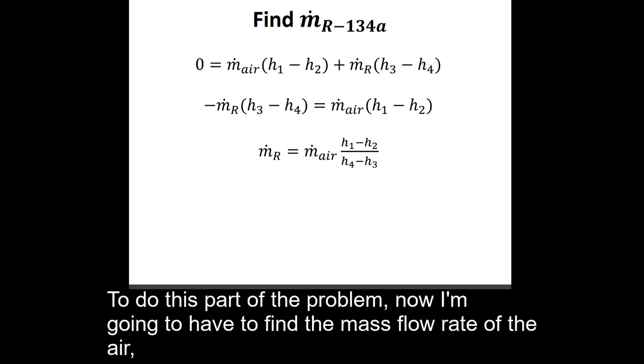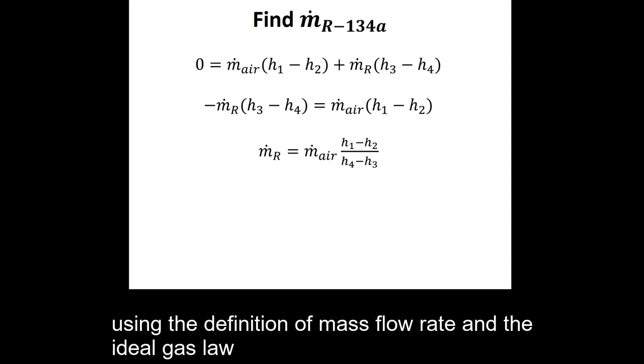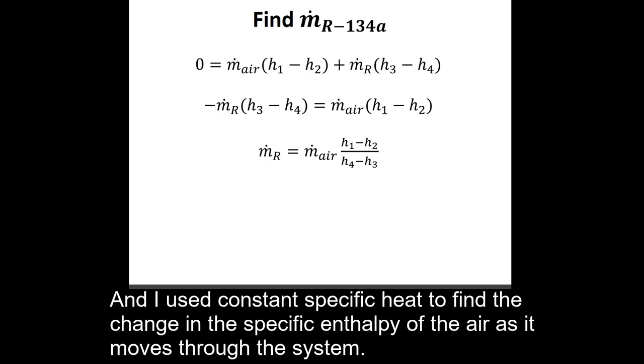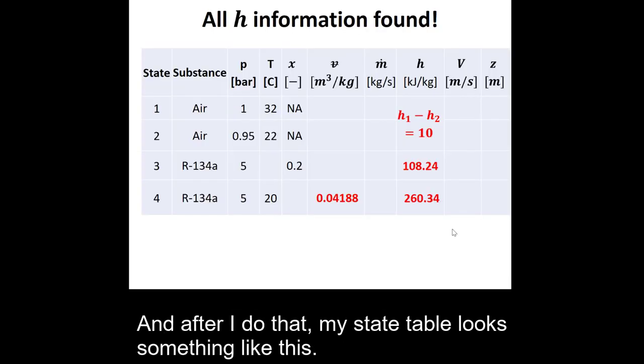To do this part of the problem, now I'm going to have to find the mass flow rate of the air using the definition of mass flow rate in the ideal gas law, and I'm going to have to fix the states of the refrigerant at the inlet and the outlet. And I used constant specific heat to find the change in the specific enthalpy of the air as it moves through the system. And after I do that, my state table looks something like this.